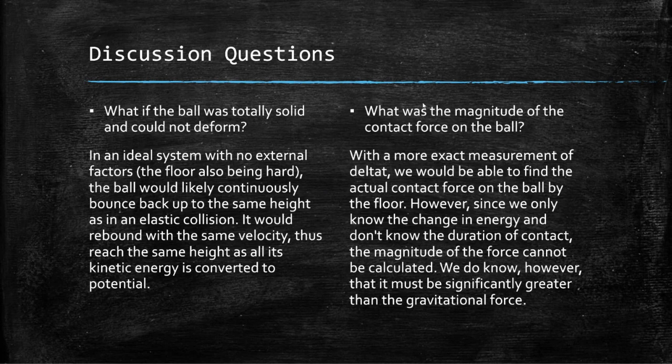And finally, how could we find the magnitude of the contact force on the ball? I would say with a more exact measurement of delta t, we would be able to find the actual contact force on the ball by the floor. However, since we only know the change in energy and don't know the duration of contact, the magnitude of the force cannot be calculated. We do, however, know that it must be significantly greater than the gravitational force, because obviously it has to push the ball back up.